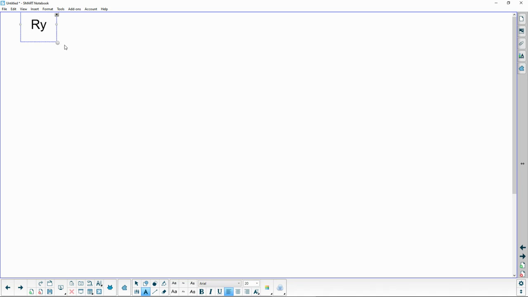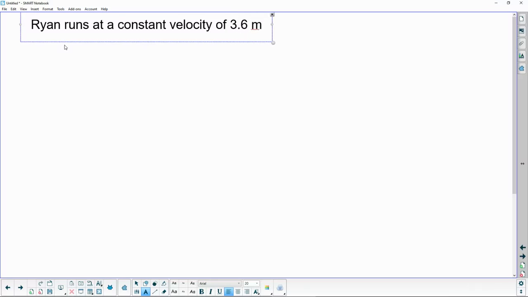So let's say Ryan runs at a constant velocity of 3.6 meters per second. Okay, so he's not accelerating at all. He's just running at a constant velocity.